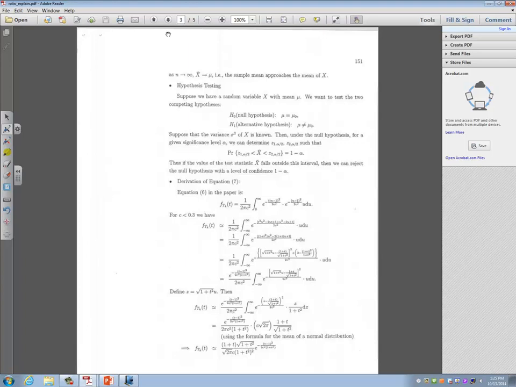Now, if you actually calculate the sample mean and it doesn't lie between that z1 alpha over 2 and z2 alpha over 2, what does that mean? That means something is wrong. That means your assumption is wrong. So that's when you would reject the null hypothesis. So if the value of the test statistic falls outside this interval, then you will reject the null hypothesis with a level of confidence 1 minus alpha, with 95% confidence. So that's what is typically done in hypothesis testing.